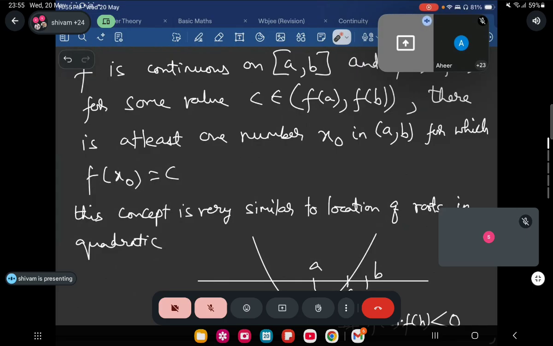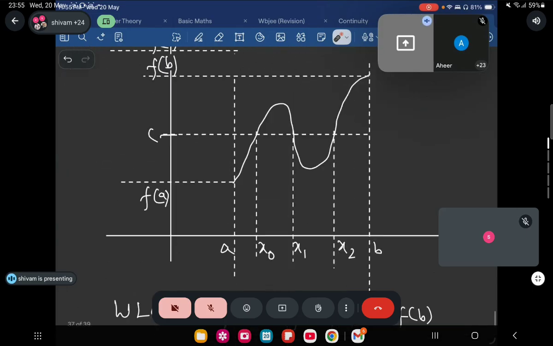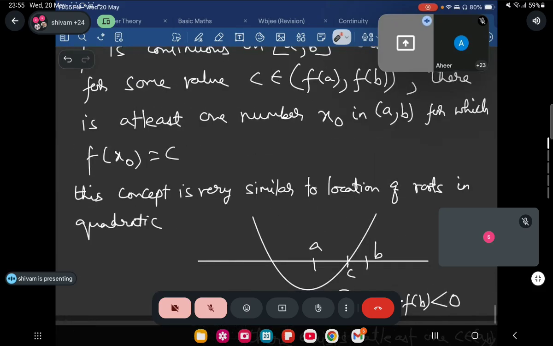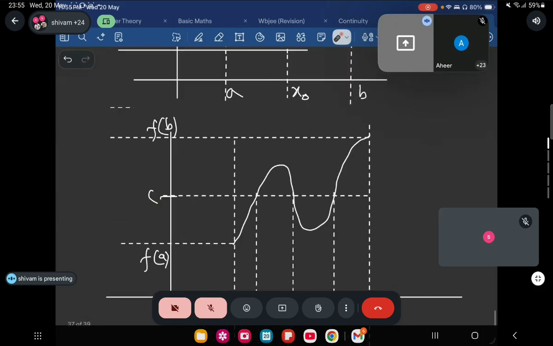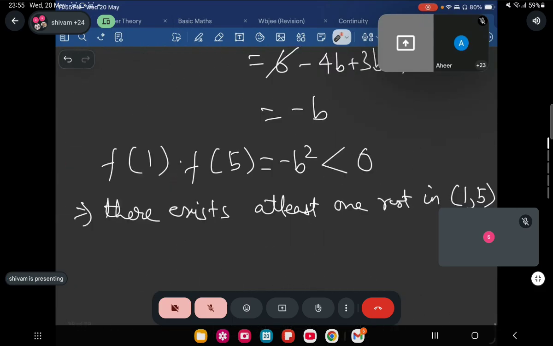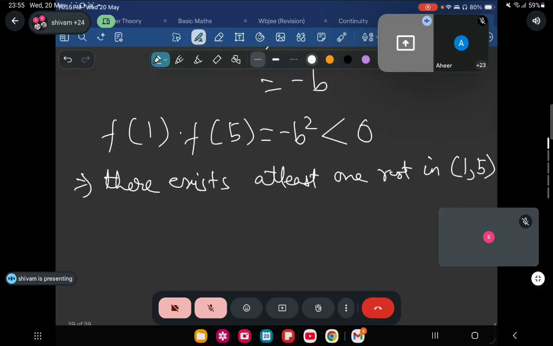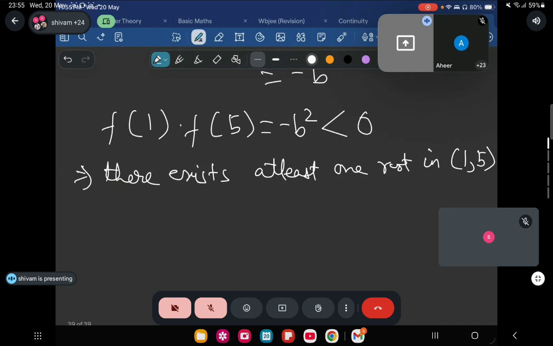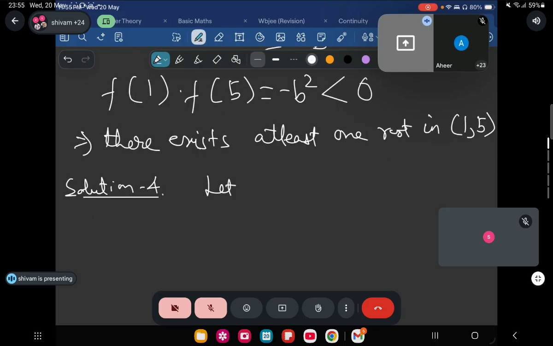Pay attention, everyone. By looking at f of x equal to c in the intermediate value theorem, and by looking at f of c equal to 1 minus c, what kind of function do you have to take? Just look at the expression. Your task is to prove f of c equal to 1 minus c. So let q of x equal f of x minus (1 minus x). Sorry, minus of 1 minus x.